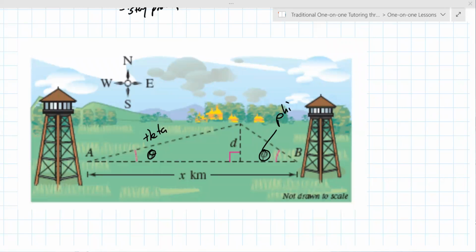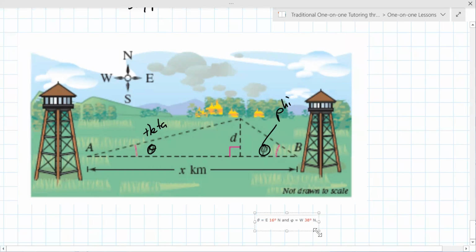The angles, it's a little weird how they're giving them to you. They tell you that theta is 16 degrees east of north. If I'm just guessing here, that's 16 degrees. That looks pretty reasonable. East of north, I don't know, and that's 38. Usually they give you some words like west of north. But let's just go with that for now.